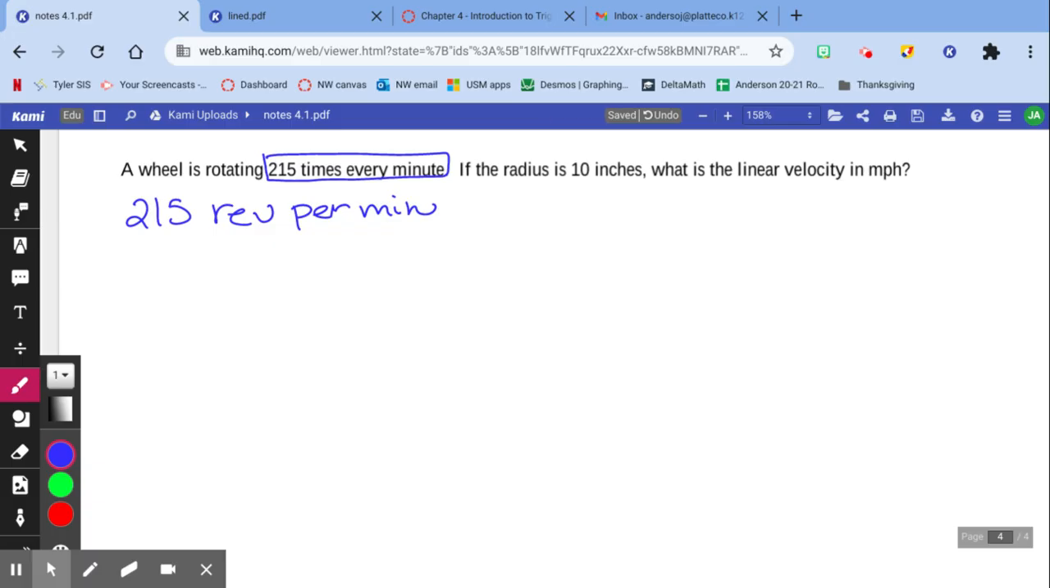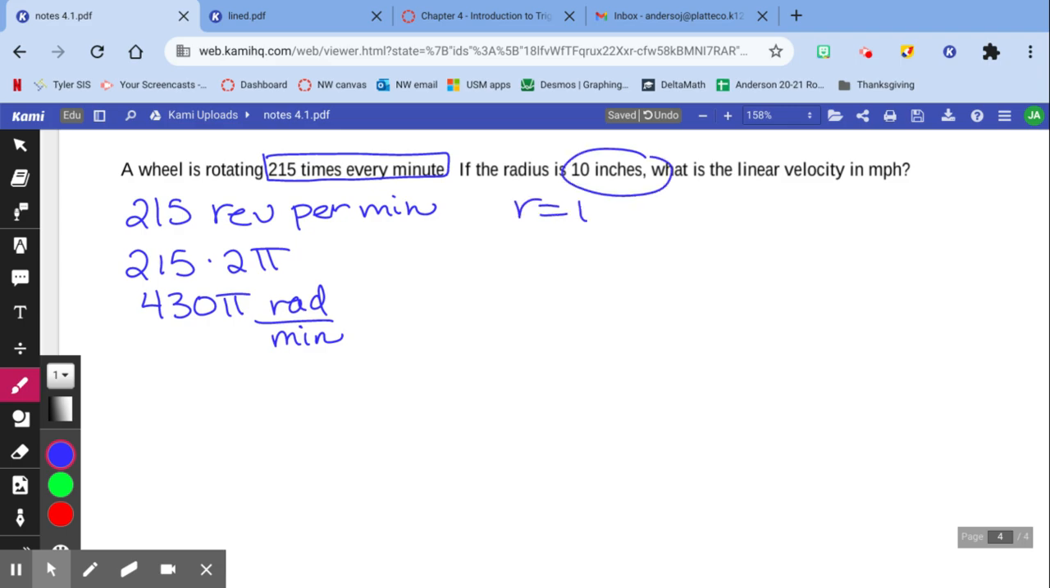Now remember, again, this is revolutions. We don't want revolutions. We want it in radians. So we need to do some conversions. 250 times 2 pi. Okay, I can go ahead and multiply that. That's going to give me 500 pi, and that will give me radians per minute. So I've got that conversion. They tell me the radius is 10 inches, and they want the linear velocity in miles per hour.